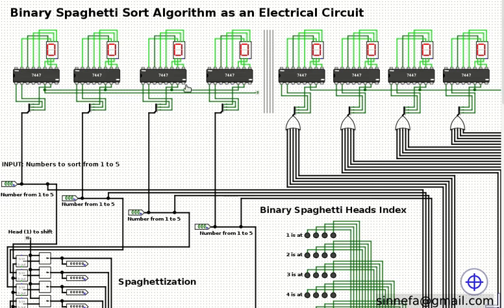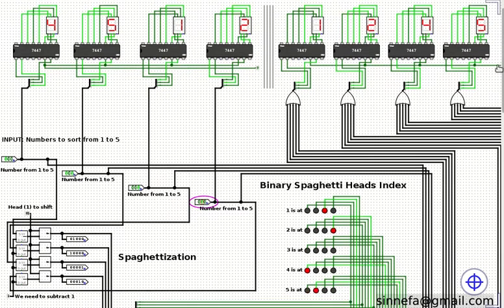First of all, we will see how it works. Here we can set the bits of the numbers that we want to sort. Mind you, they must be between 1 and 5, both included. And once you set your numbers, the circuit sorts them, and you see them sorted on the right. Let's see how this thing is assembled.